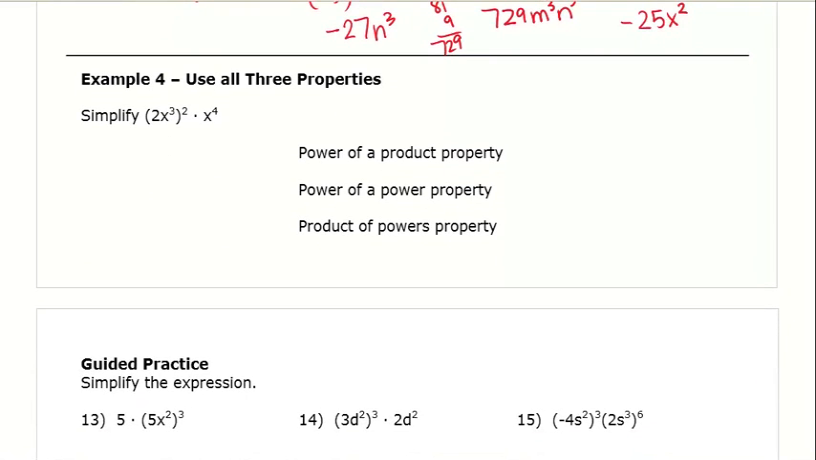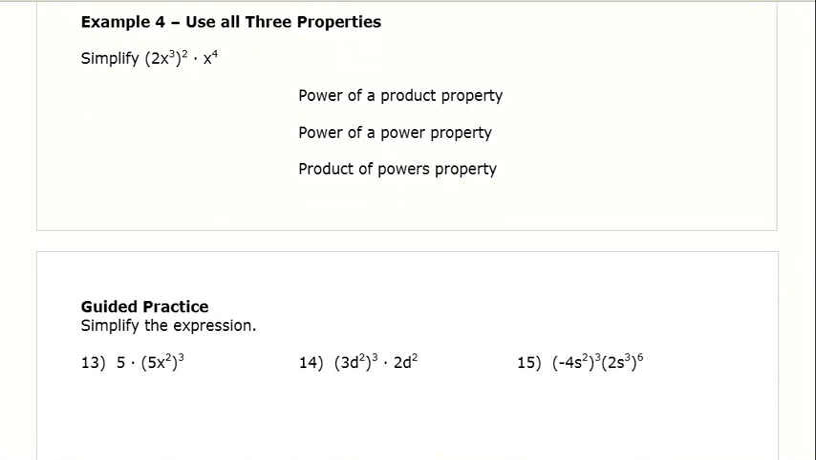Okay, example 4. Use all three properties. Now, with these, I broke it down for you step by step. However, you're not always going to do them in the same order. With all these, it's possible to kind of mix up the properties as you go. But you want to make sure you take care of each one piece by piece.